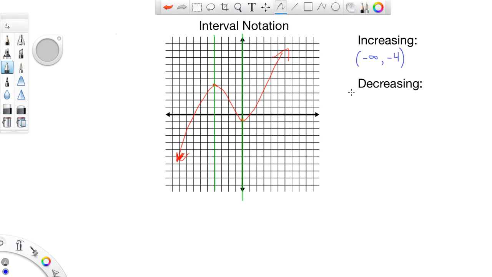With increasing and decreasing functions, we're always going to have parentheses instead of brackets. Brackets show that the number touching the bracket is actually in that interval. So here at negative 4, or when x is negative 4, this function is neither increasing nor decreasing. It is at a full stop. And the reason is you can't just go from increasing to decreasing. There has to be some sort of a change.